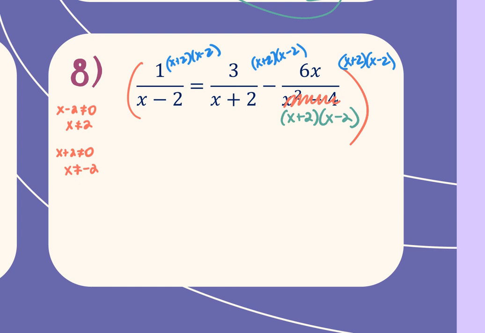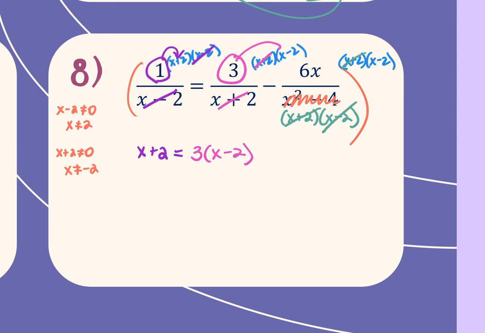Then I cancel my denominators. So x minus 2's cancel. I get 1 times x plus 2, which is x plus 2. X plus 2 cancels from the second one. I get 3 times x minus 2. And x plus 2 and x minus 2 cancel from the last one, so I have just minus 6x.